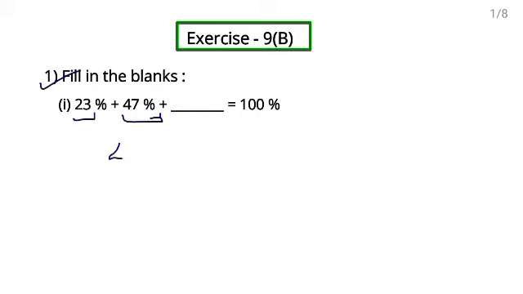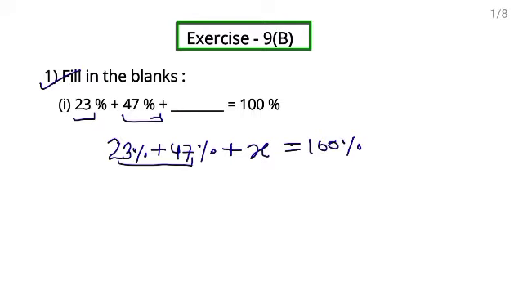So now 23% plus 47% plus dash, we have taken a variable which is x, is equal to 100%, right? Add these two because these are numbers. When you add, you will get 70% plus x is equal to 100%.